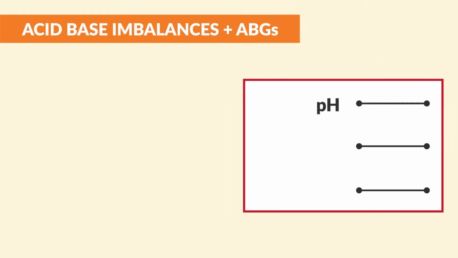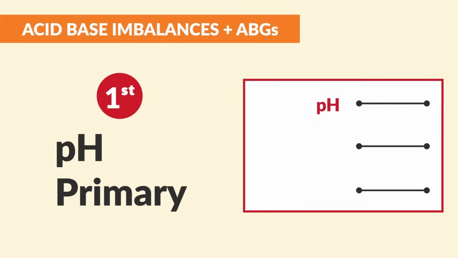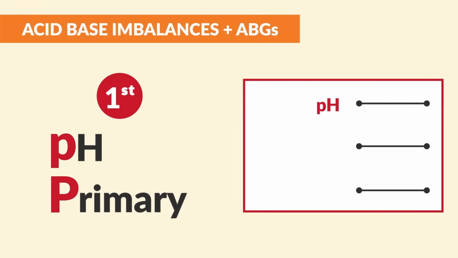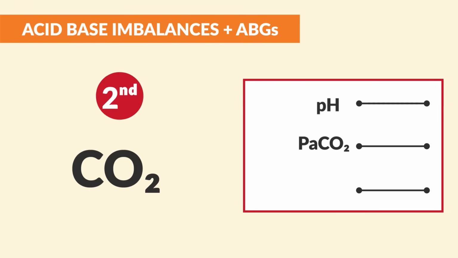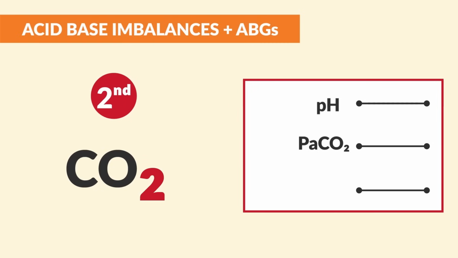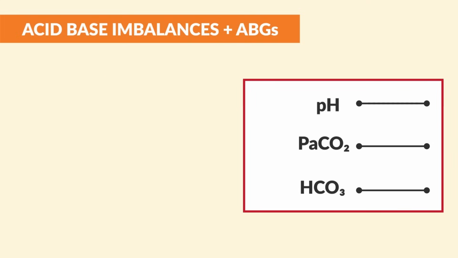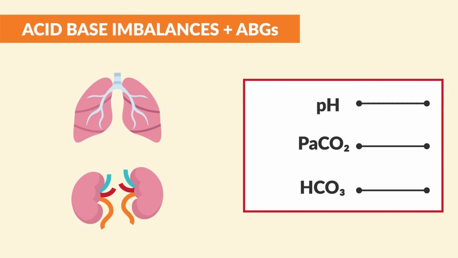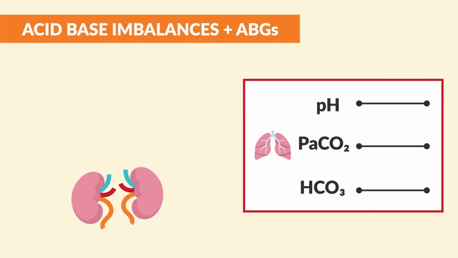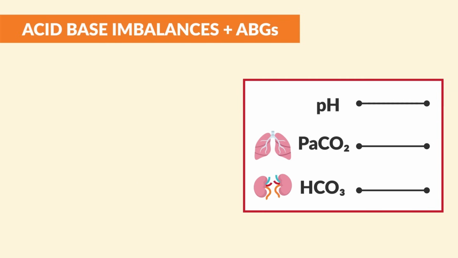Starting with the names here first on the left side. pH is on top, so just think pH is primary because it comes first. CO2 is second, so you see the 2 there, so that's how you know it comes second. And HCO3, well, just look at the 3 there. That's how you know it's the third one down. Next, you just draw normal anatomy. Lungs over kidneys, so lungs are on top near the CO2, and the kidneys are on bottom.